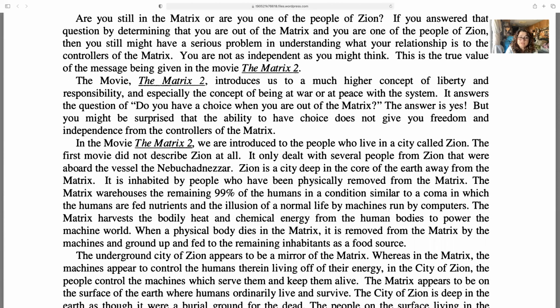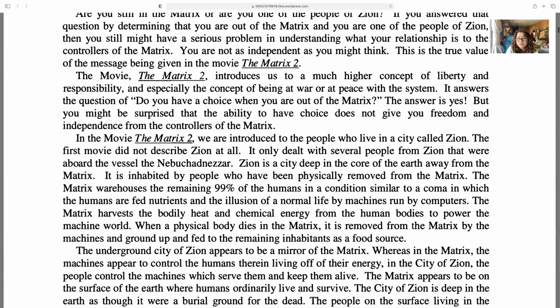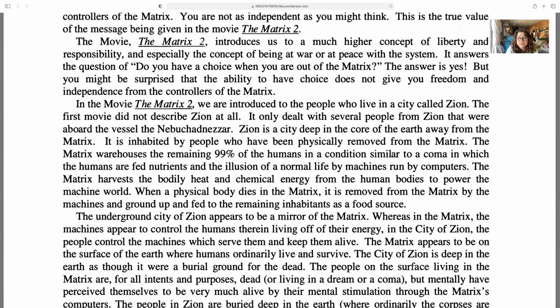In the movie The Matrix 2, we are introduced to the people who live in a city called Zion. The first movie did not describe Zion at all. It only dealt with several people from Zion that were aboard the vessel, the Nebuchadnezzar. Zion is a city deep in the core of the earth, away from the matrix. It is inhabited by people who have been physically removed from the matrix.